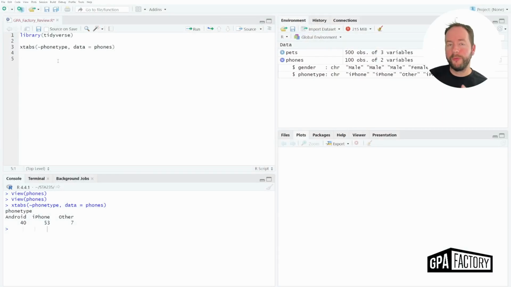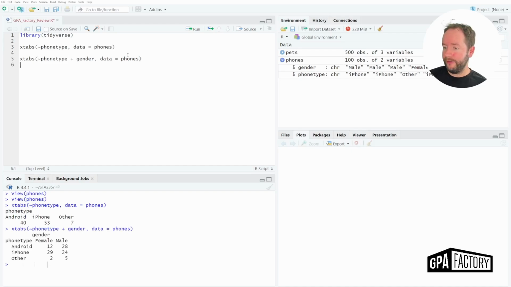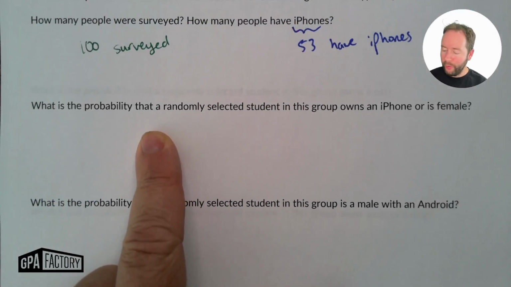So here's what we're going to do slightly differently. We're going to get another xtabs where we ask for phone type, but we also want to see how that breaks down with gender as well. So I'll say plus gender. Notice I'm putting a plus here, not a comma. And then I'll put a comma after gender to make sure I correctly identify the data set that I'm using. So there we go. This once again gives us another table, but now it's got not just the phone type that we have, Android, iPhone, and other, but also a gender breakdown, which is nice, but the question wants a probability. I don't want a number of people.